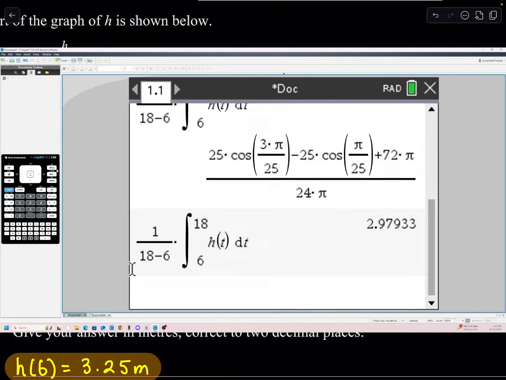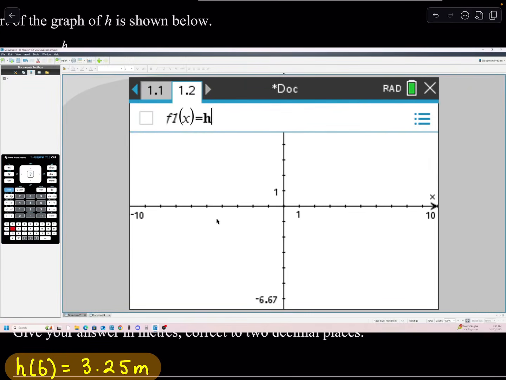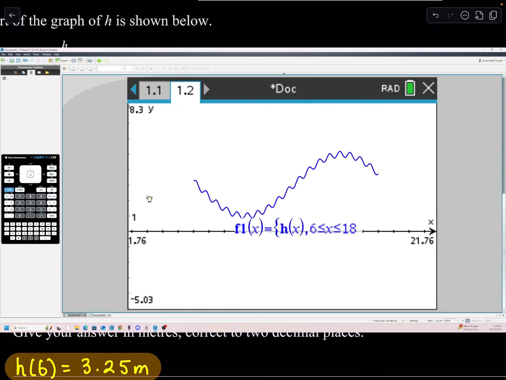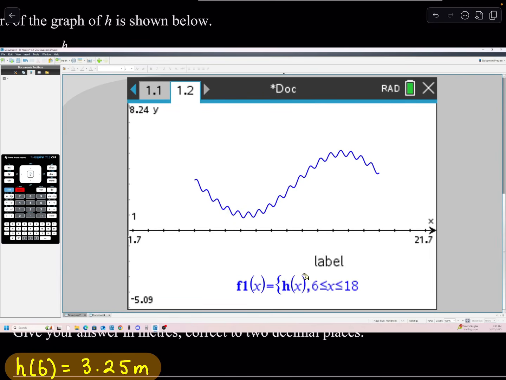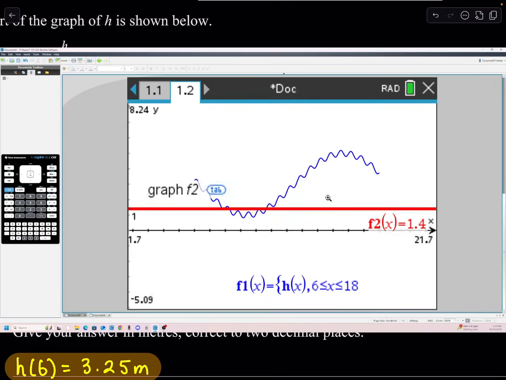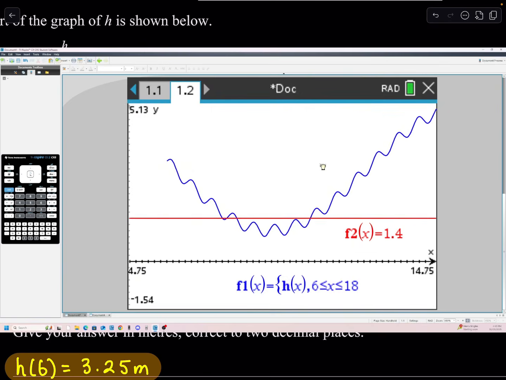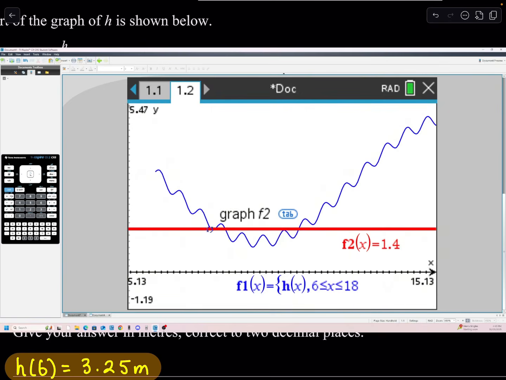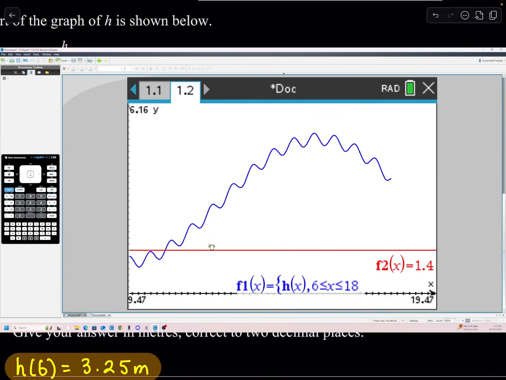So first of all, let's actually graph it. I'm going to graph h of x, of course, from that domain. So we're going from 6 a.m. to 18, and enter that, and this is the graph here. Beautiful. Now I'm going to draw y equals 1.4. There it is. So again, going back here, I'm going to zoom in, and this is what we want. So we have how many points of intersection? We have 1, 2, 3, 4. We have 4 points of intersection.